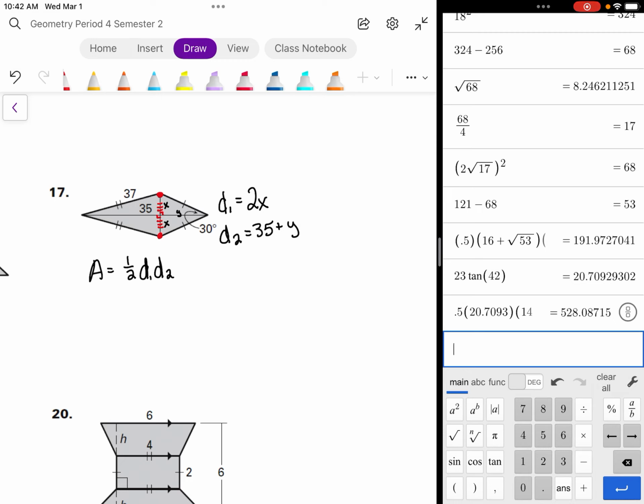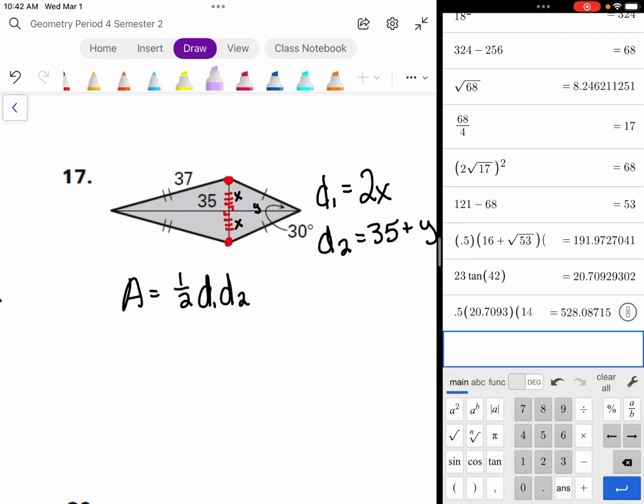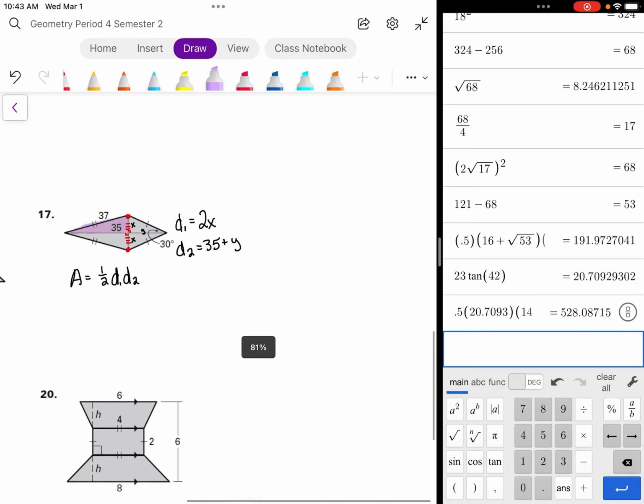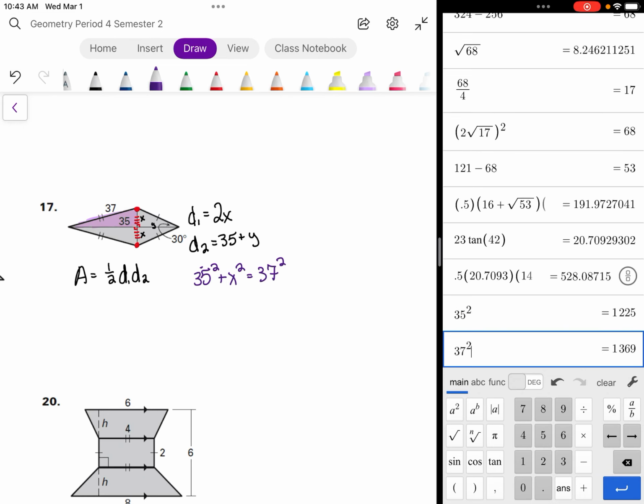All right, so using that information, we're going to go ahead and solve for x first. And the reason we're going to solve for x first is because if we look at the triangles we have, one of them that contains an x, we already know two of the other sides. So setting that up, we would have 35 squared plus x squared equals 37 squared. So we can just go ahead and figure out what each of these values are.